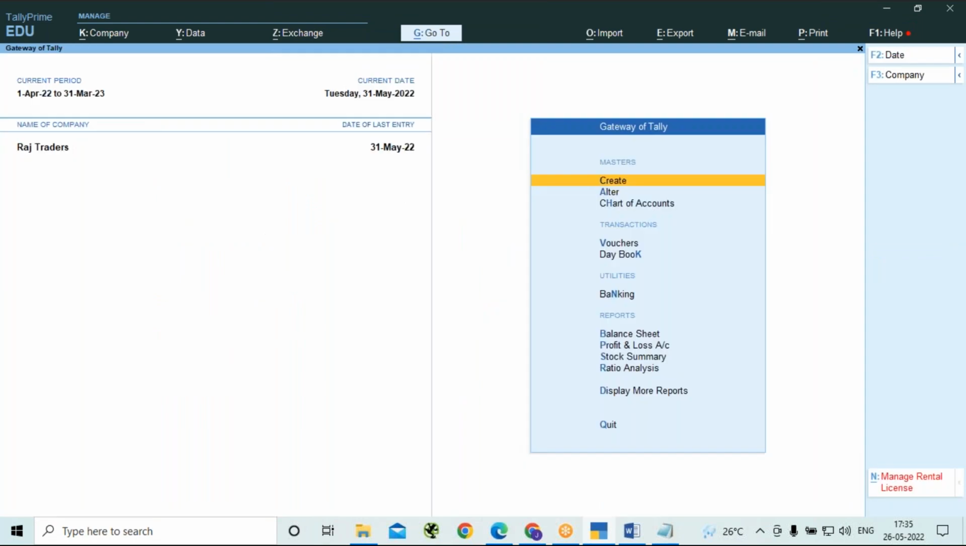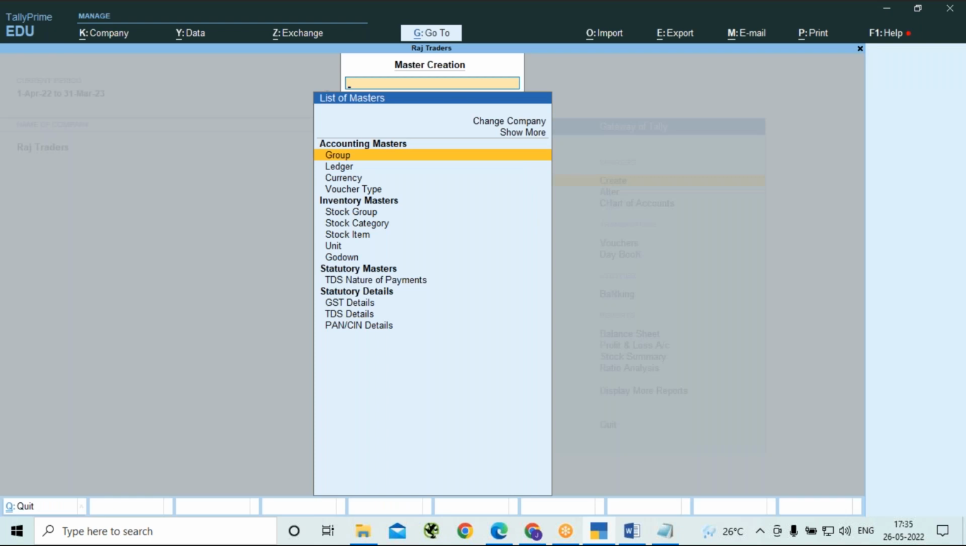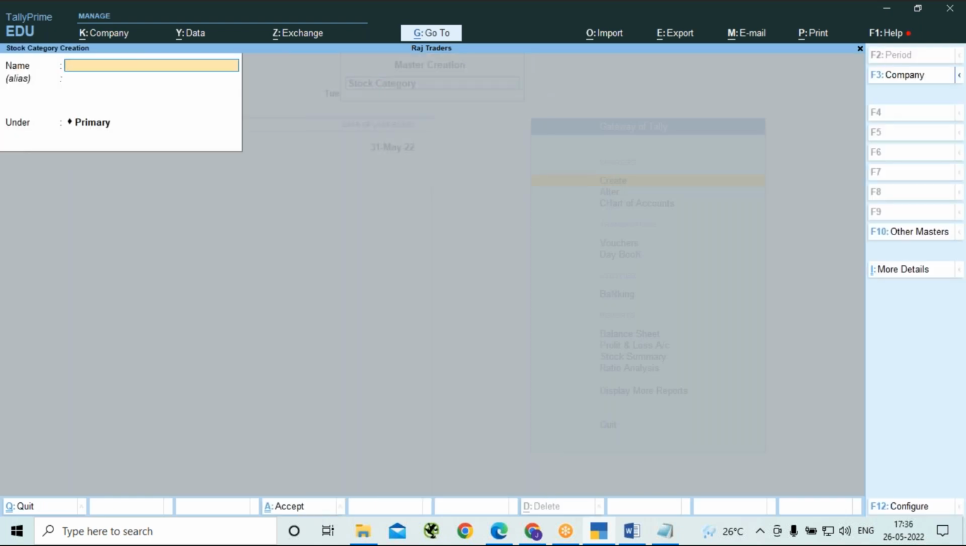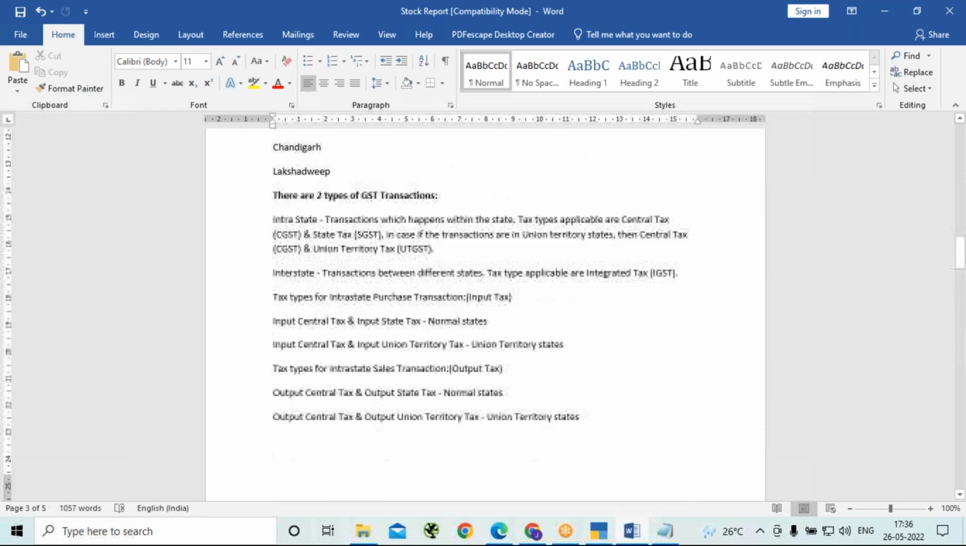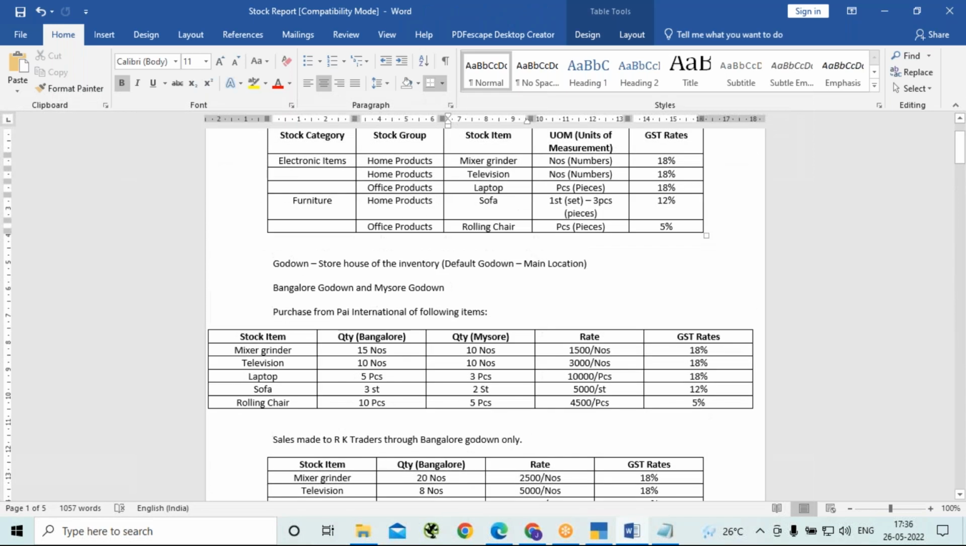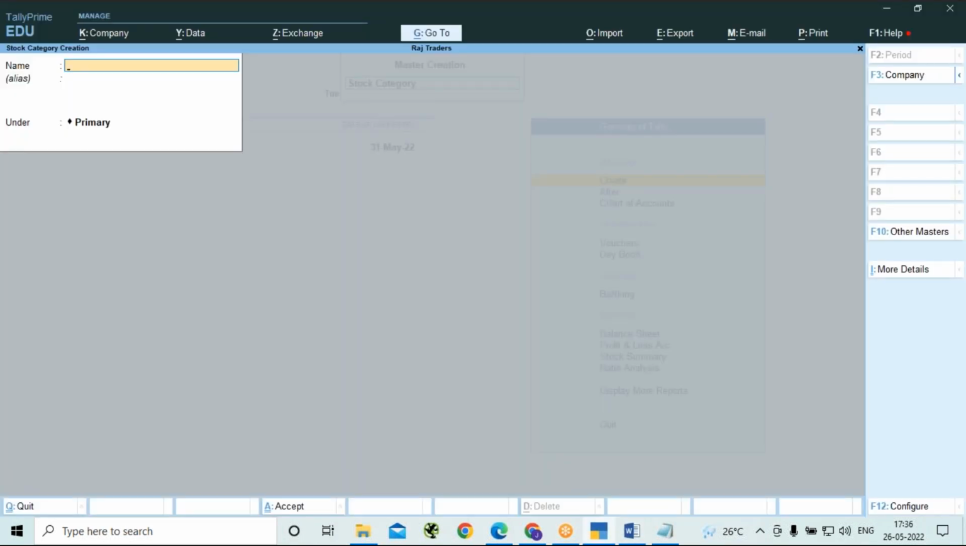So now I have enabled the GST option in Tally in my company. So now I can apply the GST details to all the relevant masters. So let me create the masters. Go to the masters, create. Under this, first let me go to the stock category. What was the stock category we created in this list? Let me go and check it out in the list. So the categories are electronic items and furniture.